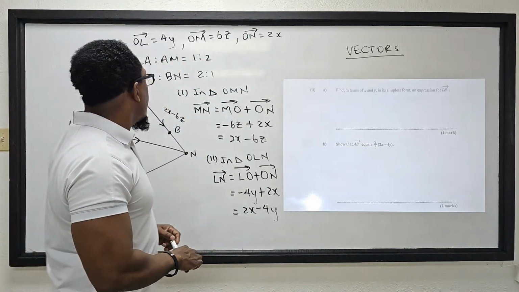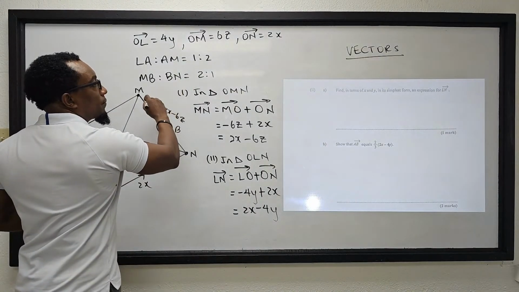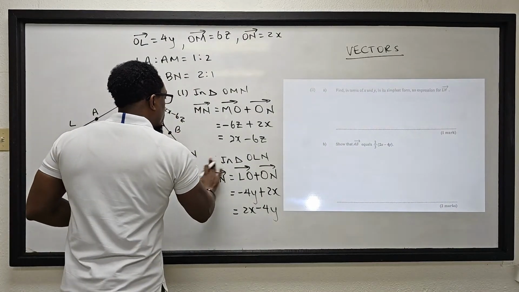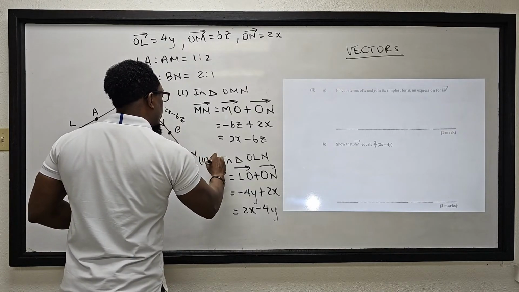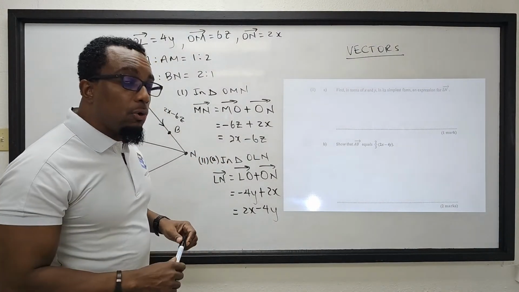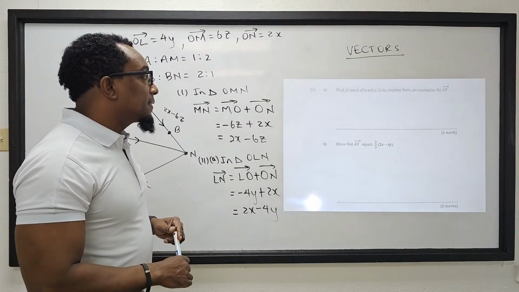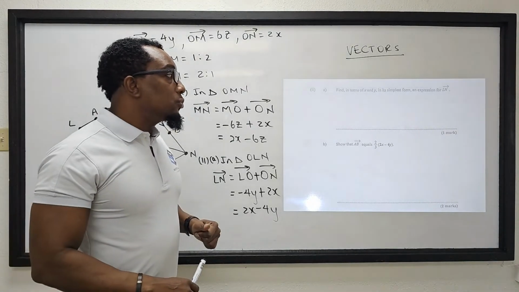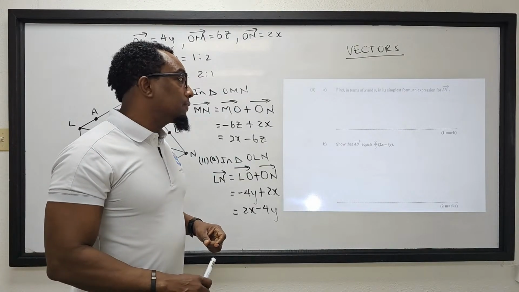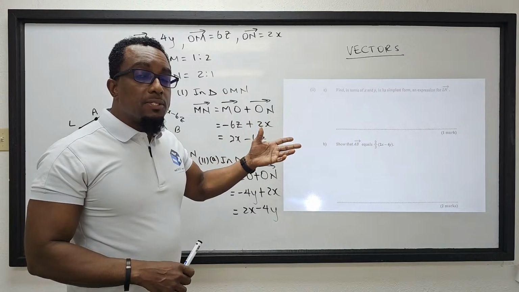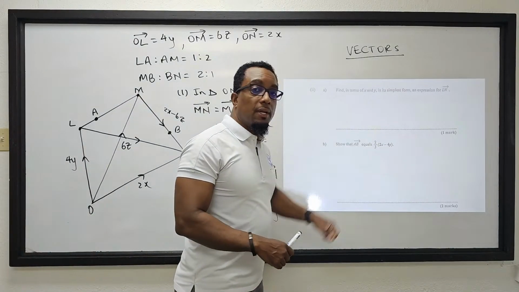Now let's look at part B. So this was part A, 1 and 2, this was 2 part A. So let's look at 2 part B. They want us to show that vector AB, this is vector AB here, is equal to 2/3 into 2x minus 4y. So they want us to show that vector AB is equal to that. So we have to show by rule that this is the result of AB.